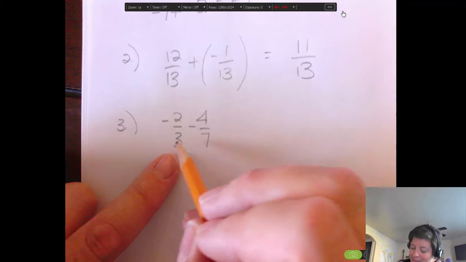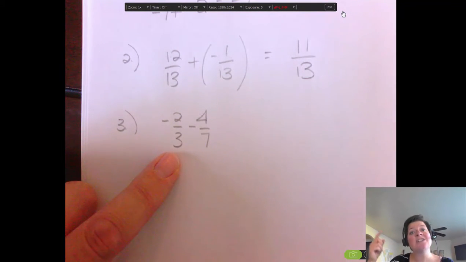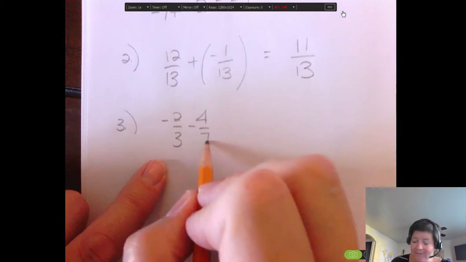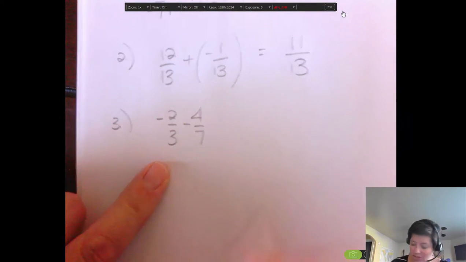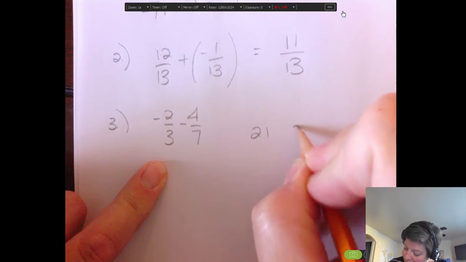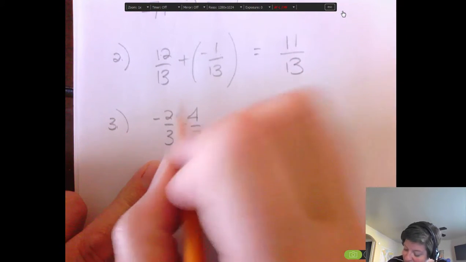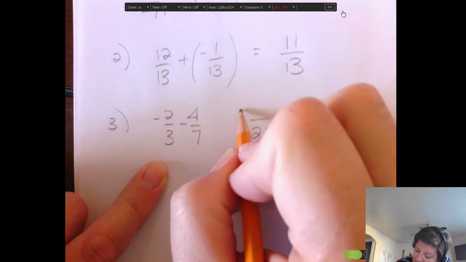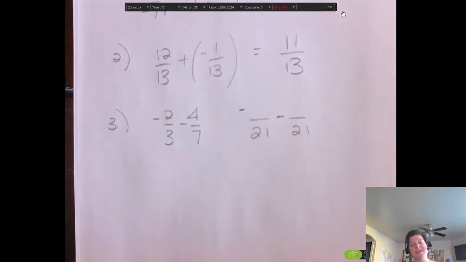So if I think about numbers that both 3 and 7 divide into, they either have to be equal to one of the numbers or larger. The only one I could think of is 3 times 7, which is 21. If you can't think of one, you can just times them every single time. So 3 times 7 is 21. So my new fractions need to be over 21 for both of them. And I'm just going to bring over this minus sign and bring over this minus sign, and I'm going to do everything the same as I would if there were no negative signs in the problem.